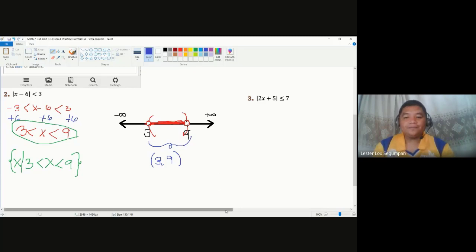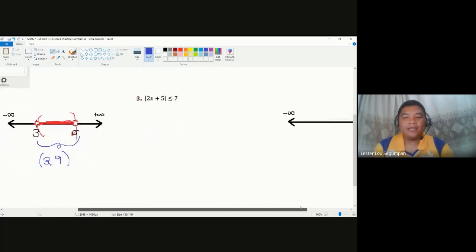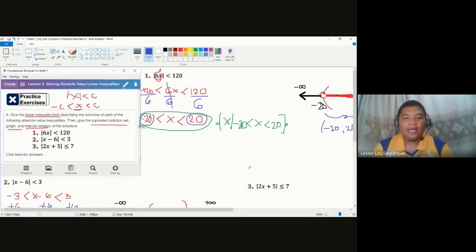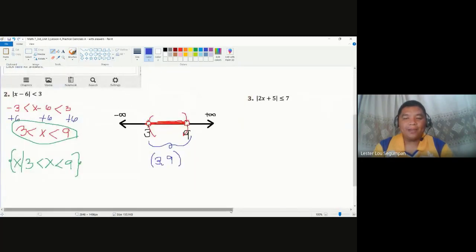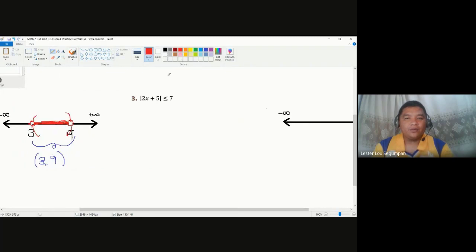In number 3, we might see here a combination of what we did in number 1 and in number 2. Because when we apply here the general form, we have the whole quantity here. You have 2x plus 5 is greater than or equal to negative 7, but less than or equal to positive 7. The first thing here is to make sure that the middlemost expression will only contain x. So we could either remove 2 or 5 here.